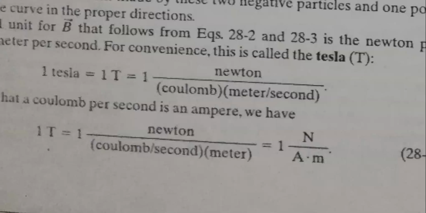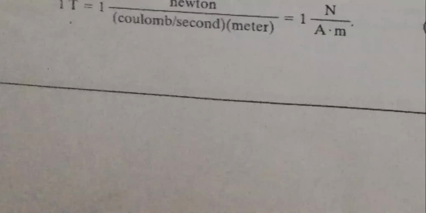And you can also take this second with Coulomb. Coulomb per second, you know, is also known as ampere. So Newton per ampere meter is also a unit of magnetic field, which is known as 1 Tesla. So 1 Tesla can be defined in this way and in this way also. Next page, please.